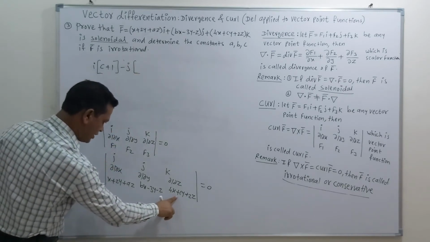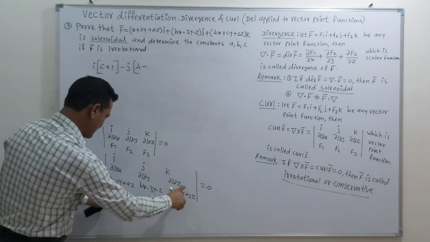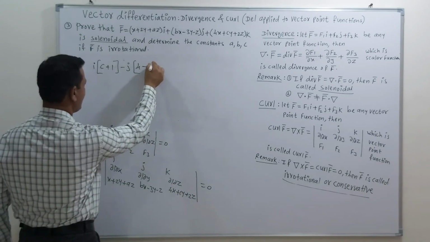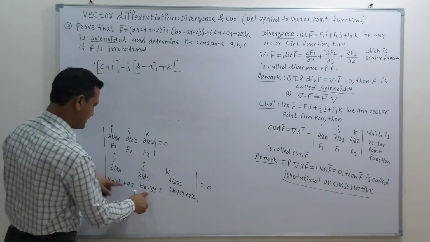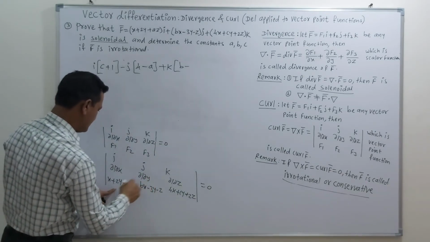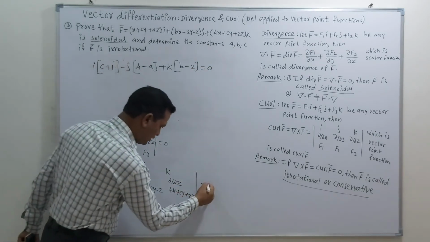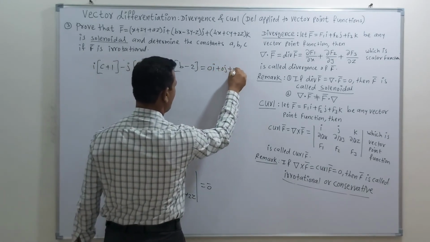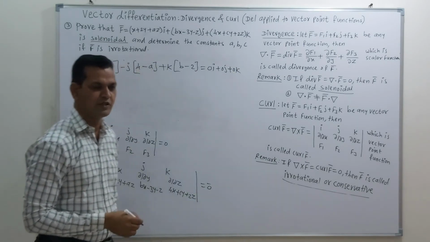Then take the partial derivative of this term with respect to x, which is 4, minus the derivative of this term with respect to z, which is a. So we can write this as a minus 4, plus k. Then take the partial derivative of this term with respect to x, which is b, minus the partial derivative of this term with respect to y, which is 2, which is equal to 0. Actually friends, this 0 indicates the zero vector, having the value 0i plus 0j plus 0k.